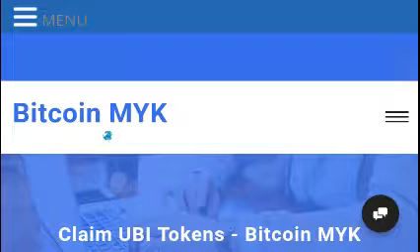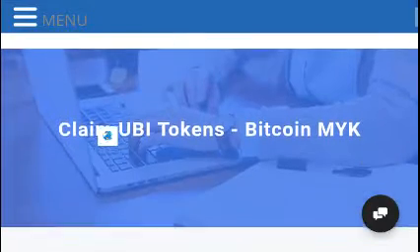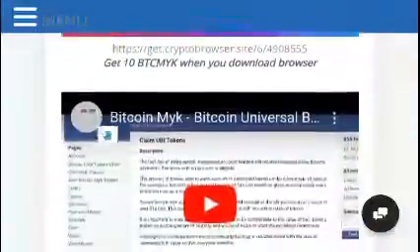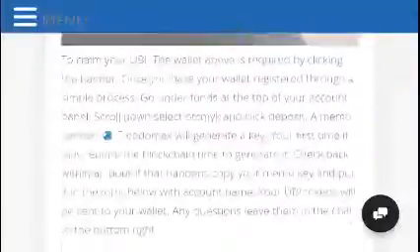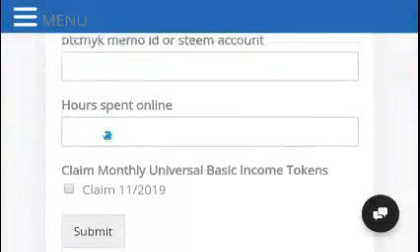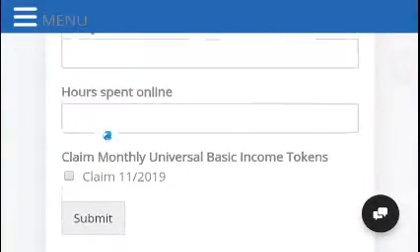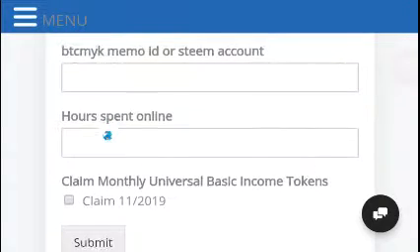If you're on the site, many of you probably already understand the concept of universal basic income. And we're going to show you today how to claim your universal basic income token. So claiming the Bitcoin MYK universal basic income token. This is the easiest way to do it. You drop down here and you just fill out this form. It says how many hours you spent online. We're talking about the website itself.